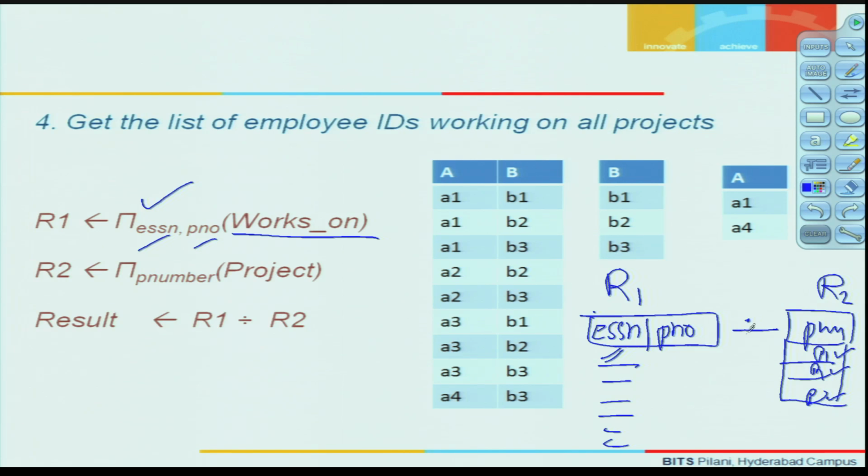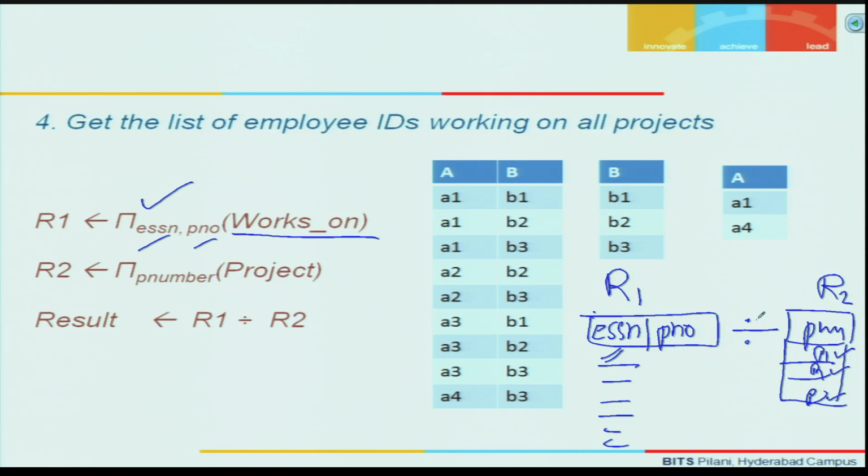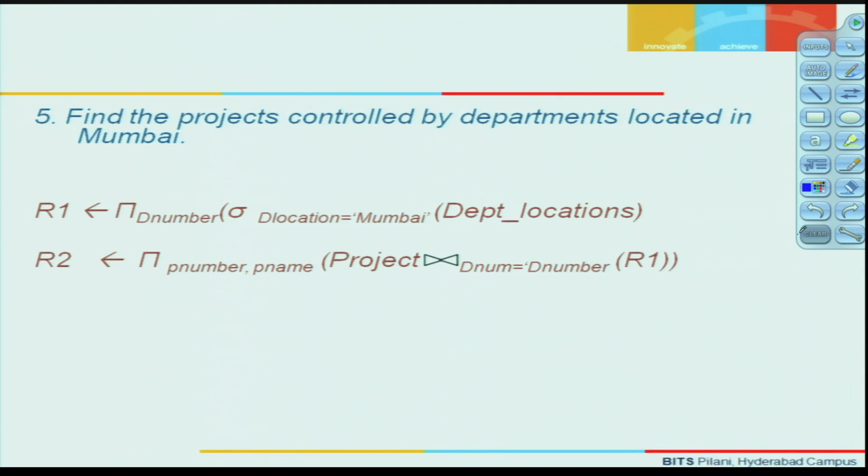Simply apply R1 divided by R2, that will give you the list of ESSN, that is the employee IDs who are working with all the projects available in the company. A solid example of how the division operator works we have seen already in the previous discussion. Next, find the projects controlled by departments located in Mumbai.